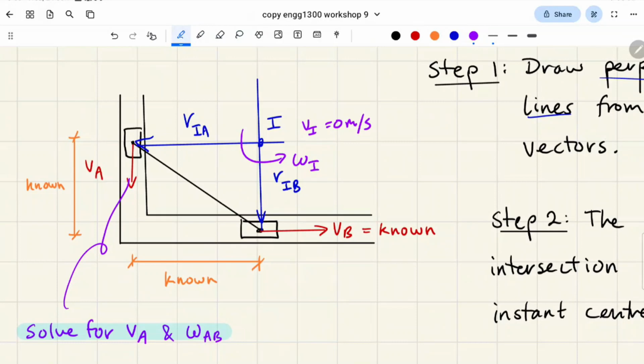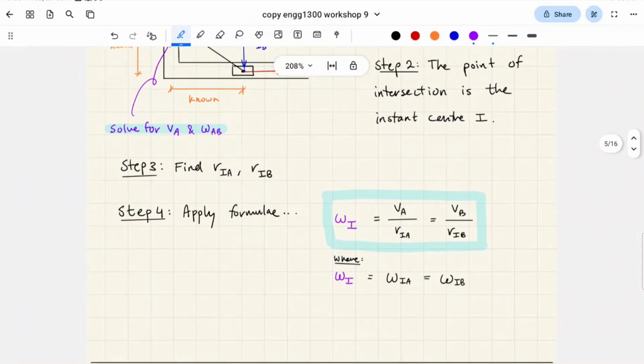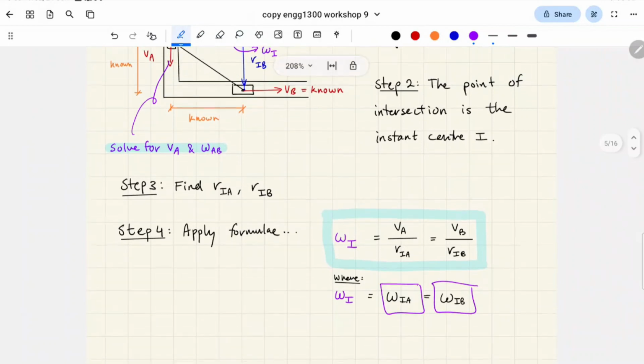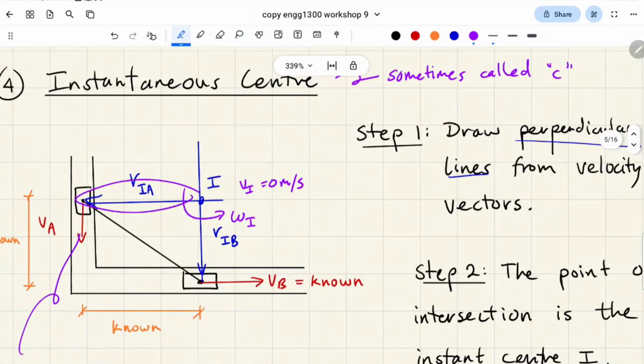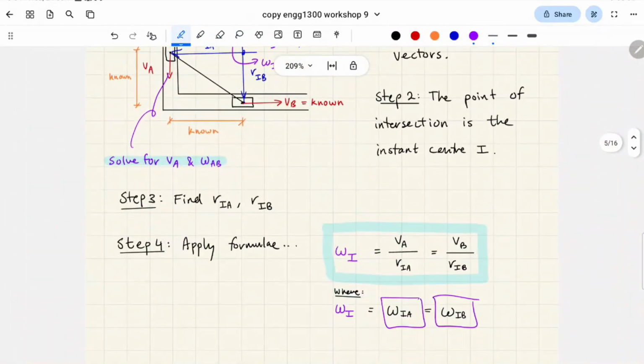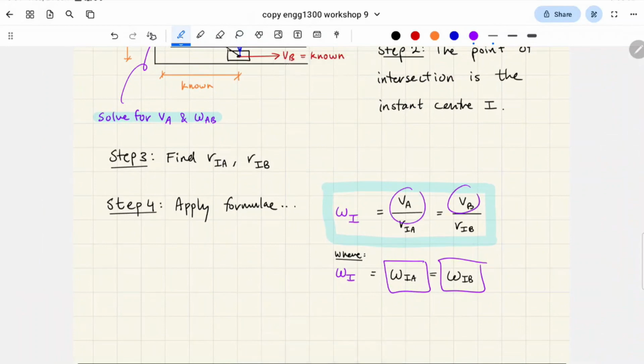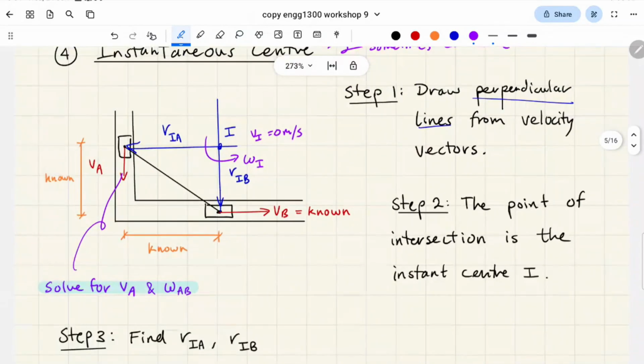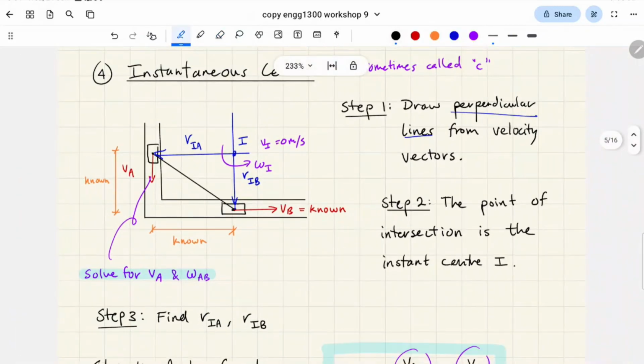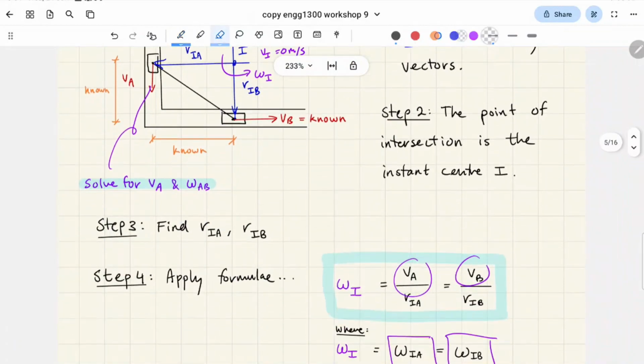And it's useful because omega I is going to be the same between IA and IB, right? So those have the same angular velocity, and so their velocities are just going to be proportional to this radius, essentially. So you can see why this simplifies things considerably, and it's a nice technique that we can use.